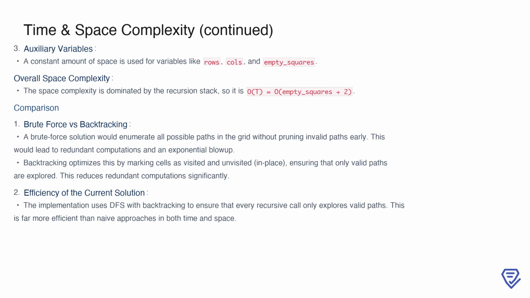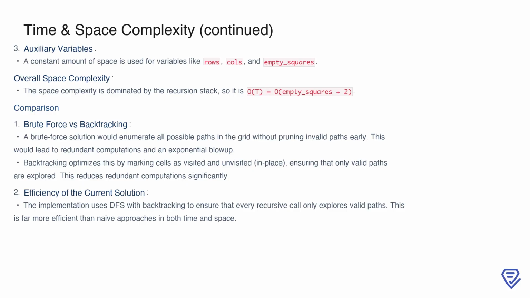In terms of auxiliary space, only a constant amount of memory is needed for variables such as rows, cols, and empty_squares. This means the overall space complexity remains dominated by the recursive call stack, keeping it at O(t), or O(empty_squares + 2). Comparing this backtracking approach to a brute force solution highlights its efficiency.